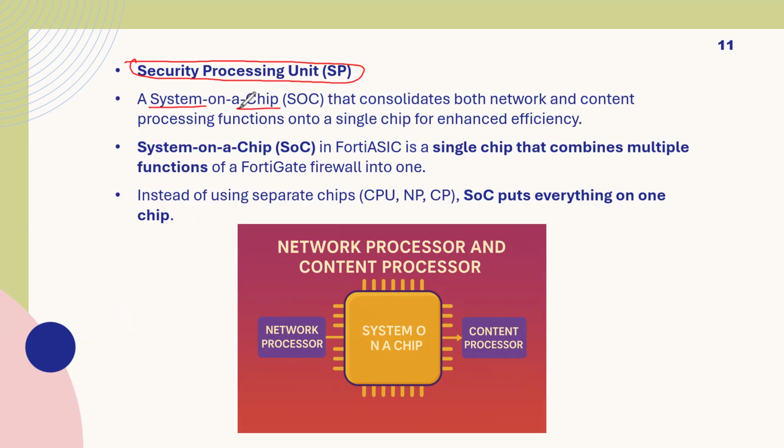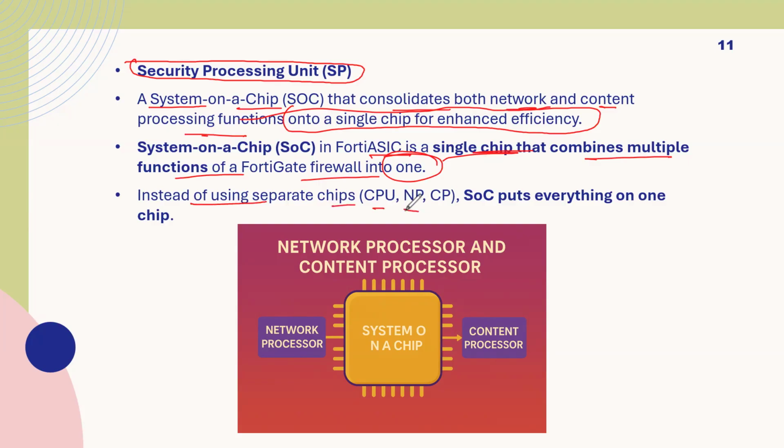A system on a chip that consolidates both network and content processing functions onto a single chip for enhanced efficiency. So this system on a chip in FortiASIC is a single chip that combines multiple functions of the FortiGate firewall into one. Instead of using separate chips for the CPU, NP (network processor), and content processor, it puts everything on a single chip. And this is called what? Security Processing Unit, or you can say SOC, system on a chip. Right? Clear till here, the hardware part?